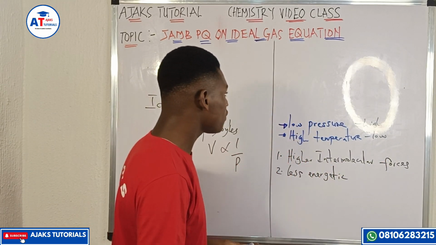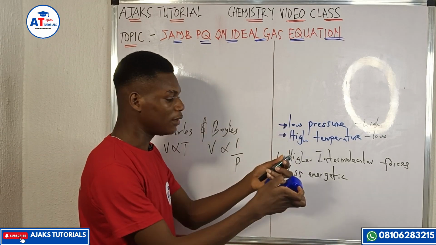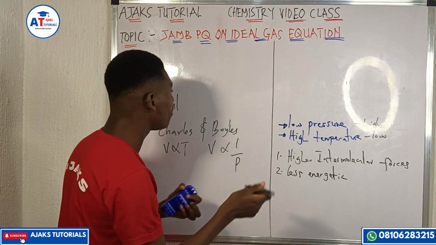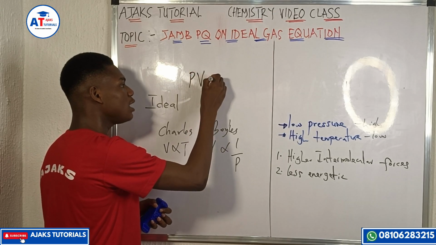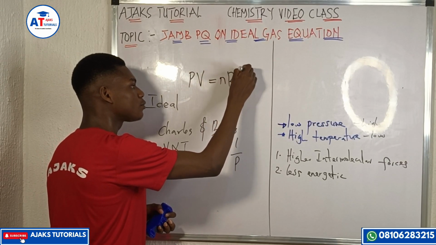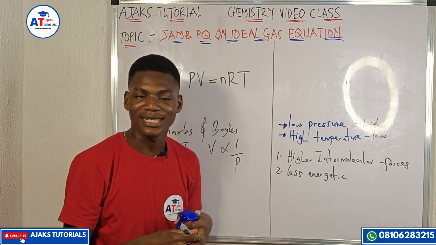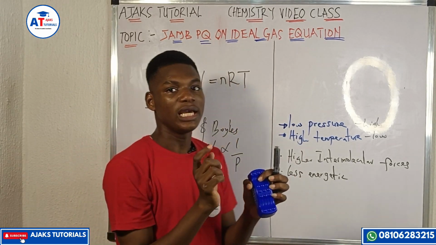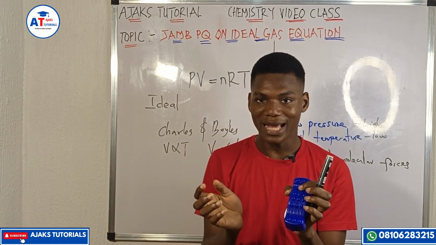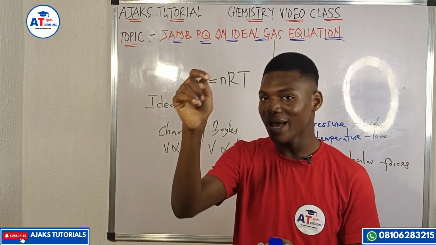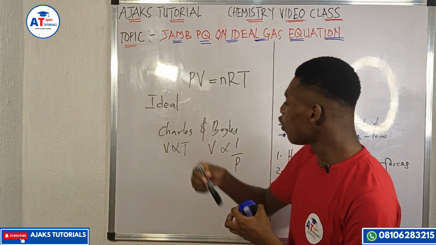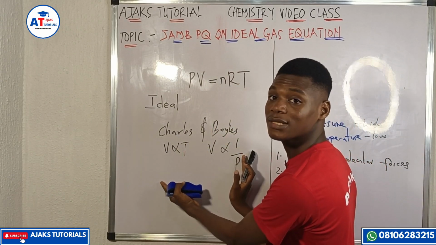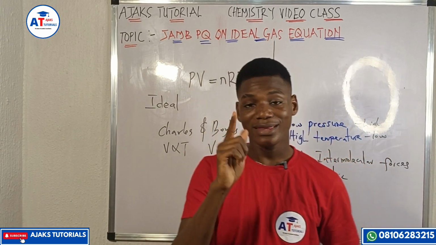Now, as we have understood this whole thing, let's go into the ideal gas equation properly. PV equals nRT. Let me explain what this is all about. PV equals nRT is a combined equation. I told you earlier that an ideal gas obeys Charles' and Boyle's law, so this is a combined equation from these two laws. Is that clear? Good.